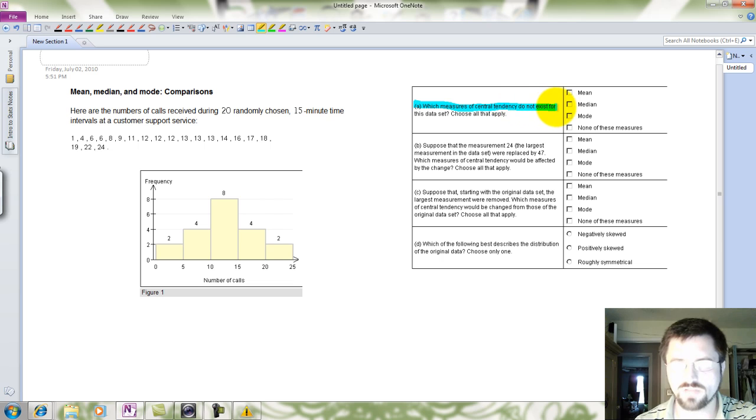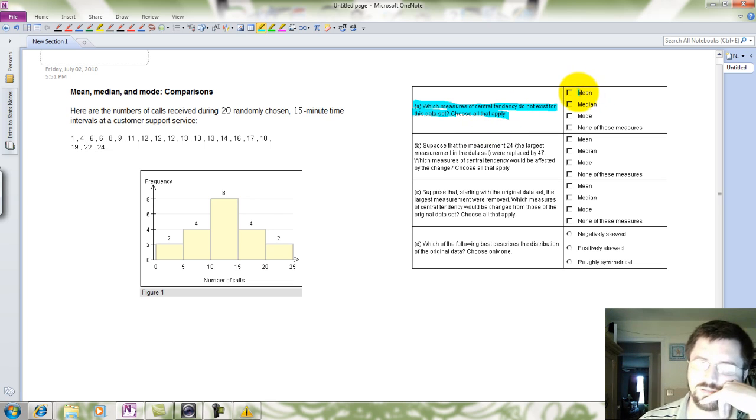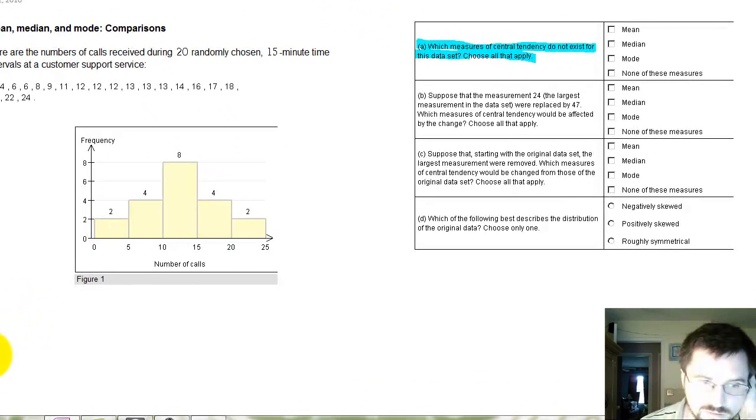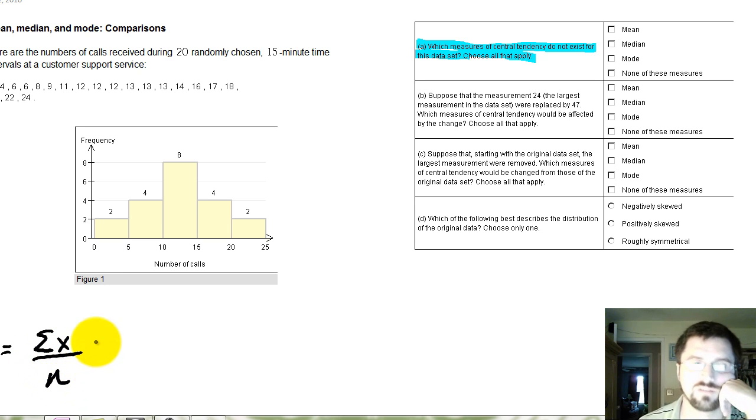Which measures of central tendency do not exist for this data set? Choose all that apply. Okay. Mean. For any data set, we will always have a mean. What's the definition of mean? It's the average, right? And the average is something we can always find. Average is the sum of the x's divided by the sample size. And here, clearly, we can get an average by adding up all those and dividing by 20.